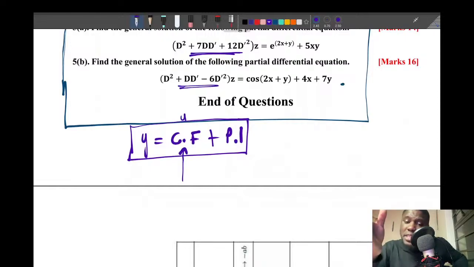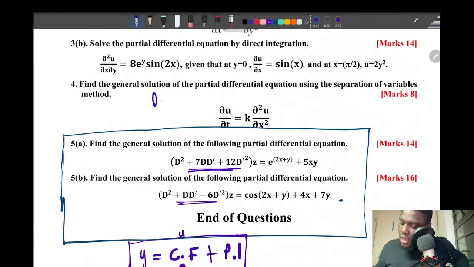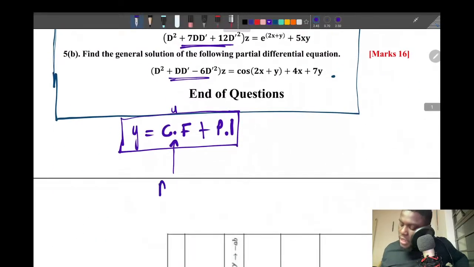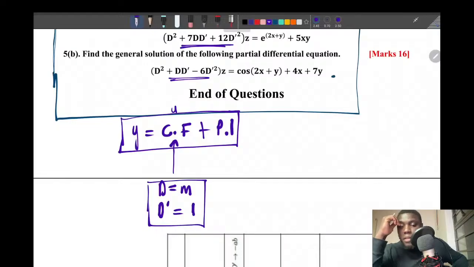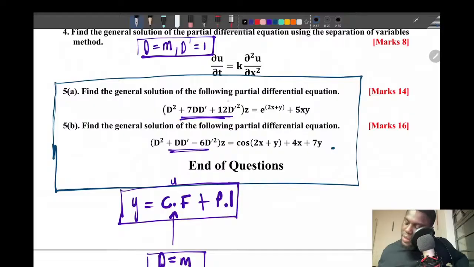It's just an equation. But how you're going to solve it, you must know this: your D is going to be replaced by m, and then your D prime is going to be replaced by 1. In the complementary function, make sure you put this: D is replaced by m, then D prime is replaced by 1. Remember, D prime is like the first derivative. That is what we are always going to do when we get a situation like that.